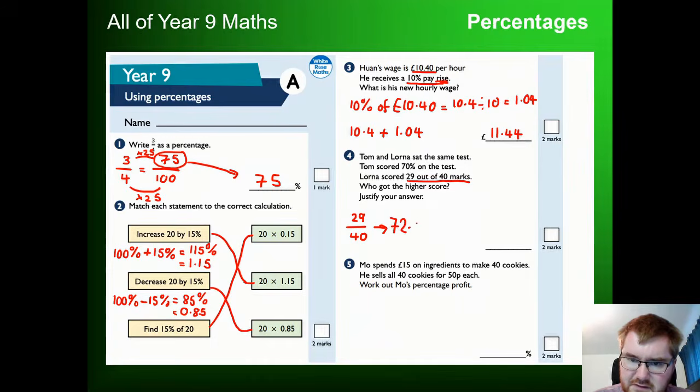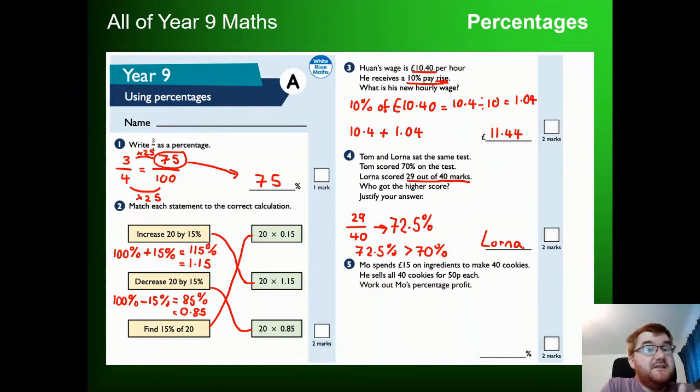So this is 72.5%, and that's more than 70%. So 72.5%, that's greater than 70%. So Lorna did better. So the key thing with this kind of question is making sure you convert it to the same, both percentages, both fractions, or both decimals.